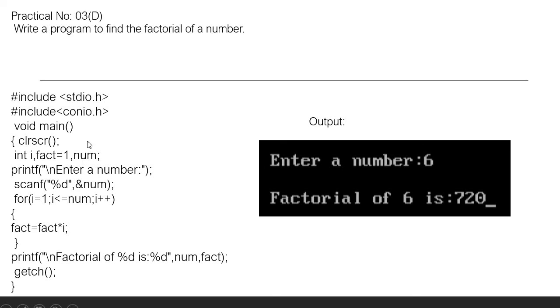For example, if I am entering the value 6 for the num variable, then of course 1 is less than 6, so this loop will continue till i is holding value 6. And this value gets stored within this i variable. Okay, and this is multiplying with the factorial value 1. Means 6 will multiply by 5, 4, 3, 2 and 1, in that way.